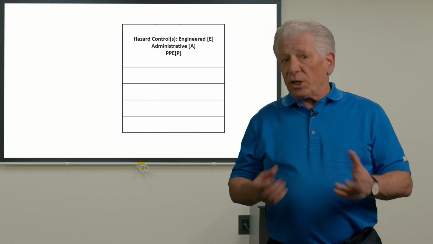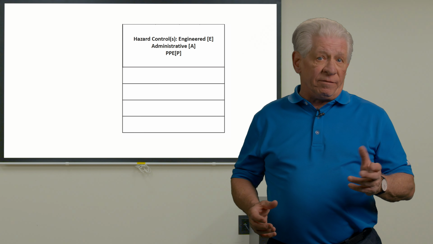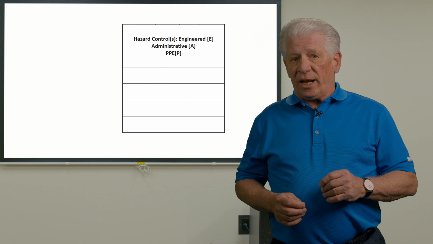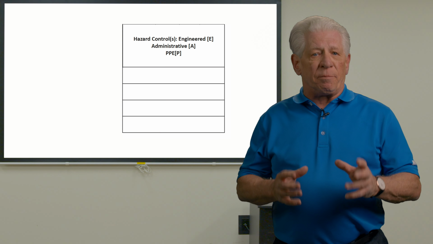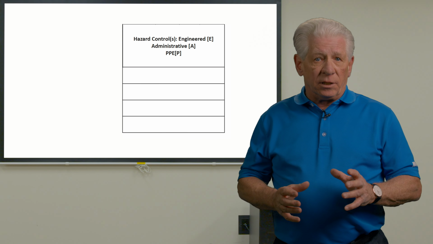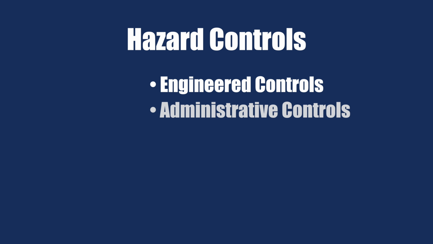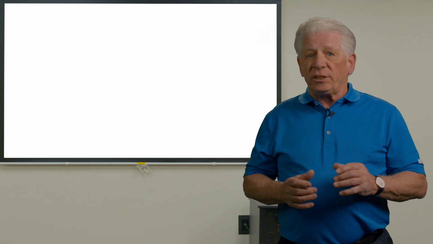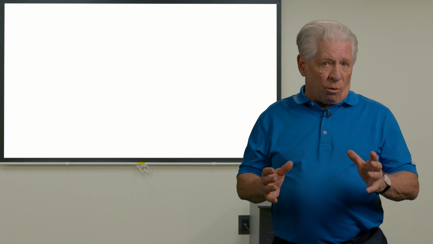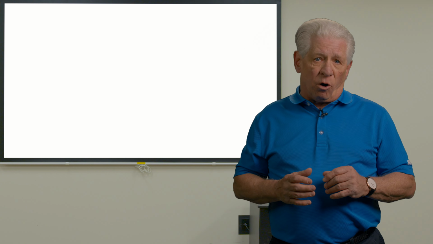The goal is to eliminate hazards altogether. However, if the hazards cannot be eliminated, then control measures must be implemented to minimize the risk. Again, these hazard controls are listed in line with each job step and each identified hazard. Remember, hazard controls include engineering controls, administrative controls, and finally PPE. Hazards can be controlled using one of these control types or a combination of all 3.